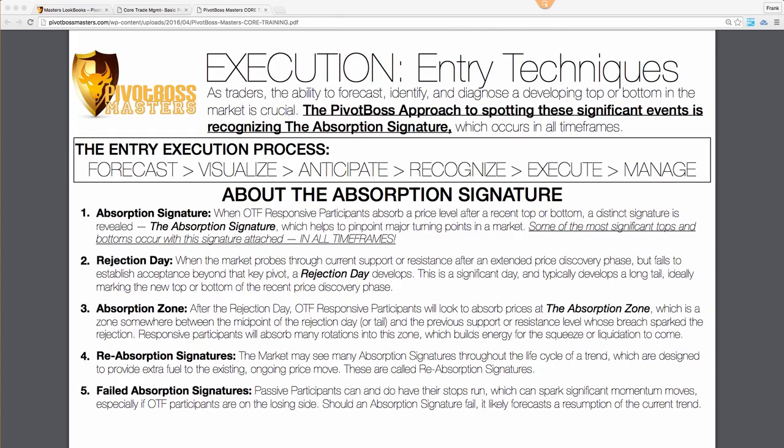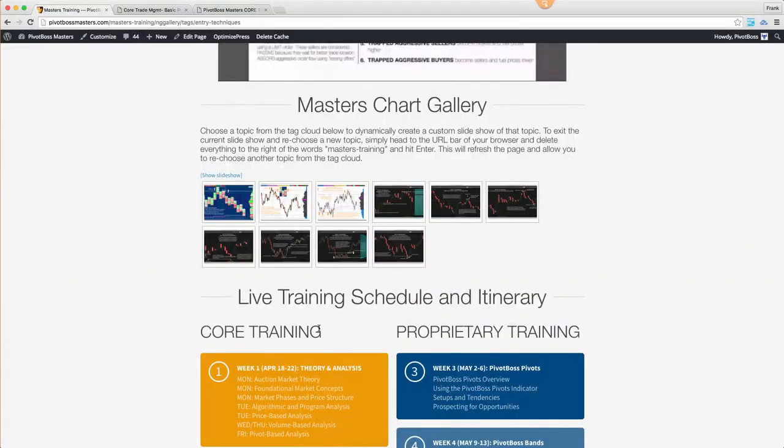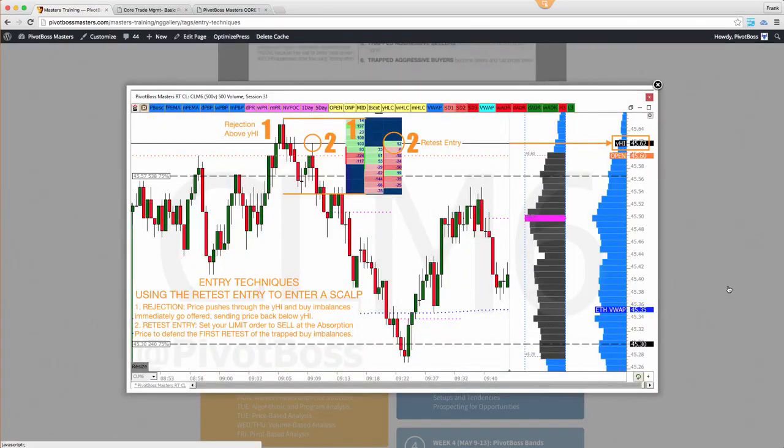Let's go ahead and take a look at some of these chart examples. We're going to start by looking at a retest entry with a scalp, and then we're going to talk about absorption signatures as we move along after that. Let's start off with a scalping entry here. We're going to look at the entry techniques for a scalp.